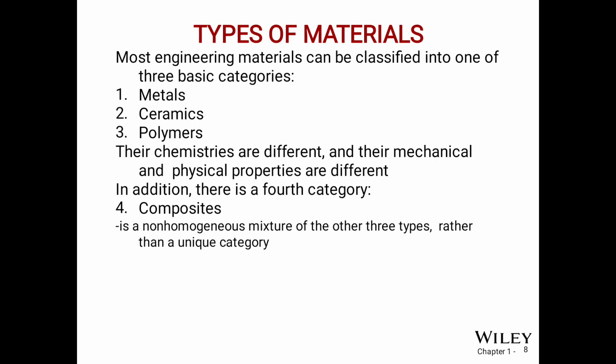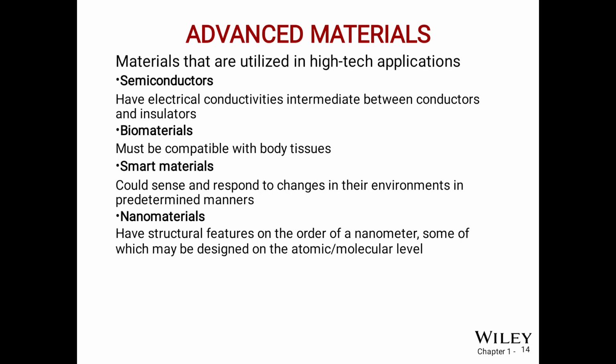Let us see the composites. A composite material is a material which is produced from two or more constituent materials. It is called a composite. Advanced materials are materials that are utilized in high-tech applications. Semiconductors have electrical conductivities intermediate between conductors and insulators. Biomaterials must be compatible with body tissues. Smart materials can sense and respond to changes in their environment in predetermined manners. Nanomaterials have structural features on the order of a nanometer, some of which may be designed at the atomic or molecular level.